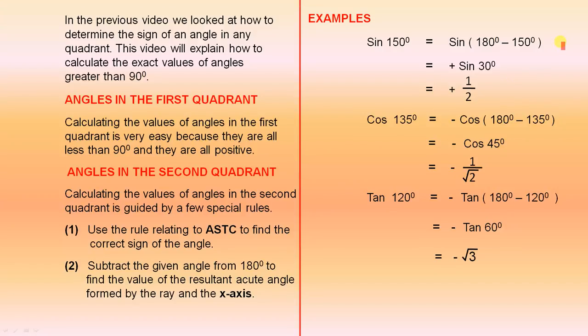Now here are a few examples for the second quadrant. The sine of 150 is the same as the sine of 180 minus 150, which is the sine of 30, which is a half. Now sine is positive in the second quadrant. The cos of 135 is minus the cos of 180 minus 135, which is minus the cos of 45, which is minus 1 over the square root of 2. Cos is negative in the second quadrant. The tan of 120 is the same as minus the tan of 180 minus 120, which is minus the tan of 60, which is minus the square root of 3, and tan is negative in the second quadrant.